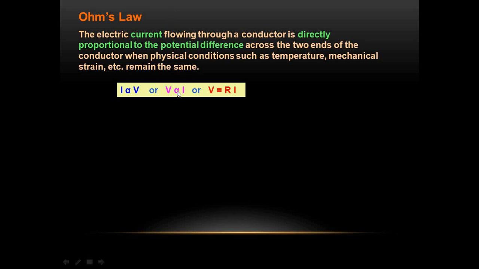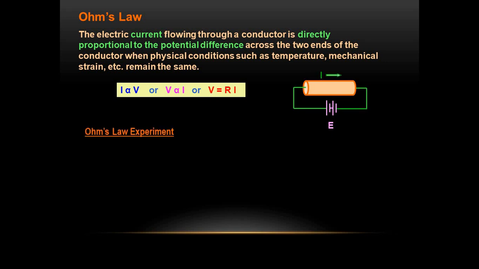So this is what we call Ohm's law. I is directly proportional to V, or V is directly proportional to I, and we have a formula V equal to IR. So when we apply a potential difference across a conductor, a current flows through the conductor, and that potential difference is directly proportional to the flow of the current.